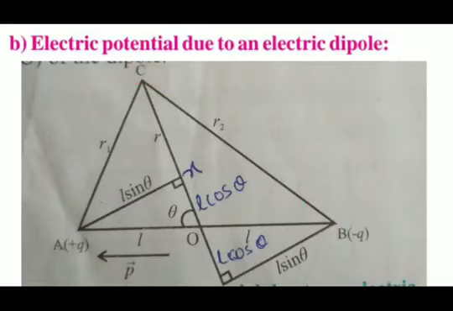So we have to find the electric potential due to an electric dipole. What we can do is find the potential at C first due to the positive charge, then again find the potential at C due to the negative charge. So let's see the potential at these two.